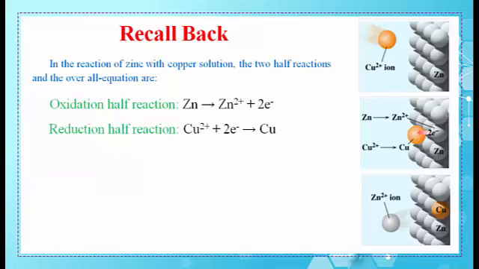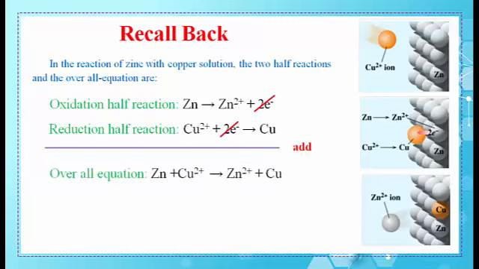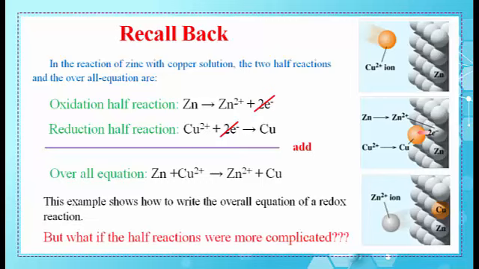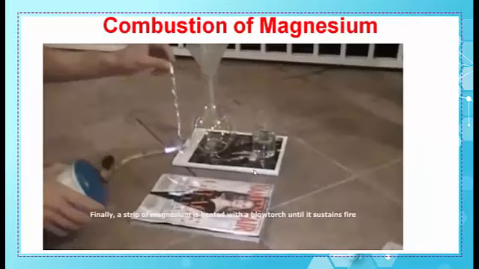We add these two half reactions to get the overall equation, which is Zn plus Cu2+ gives Zn2+ plus Cu. This example shows how to write an overall equation of a redox reaction. But what if the half reactions were more complicated? What can we do? Before we start, let's watch this video about the combustion of magnesium.